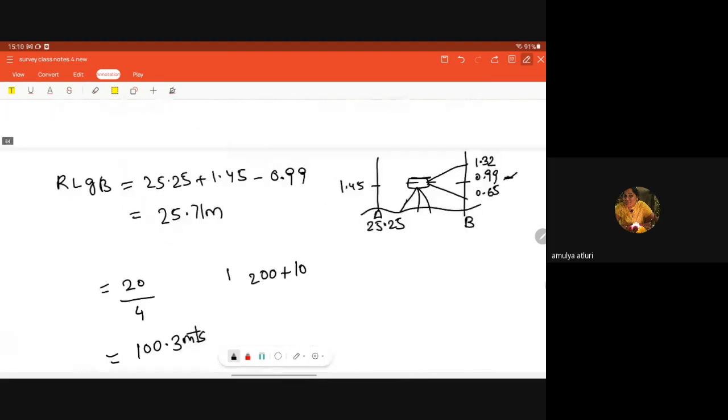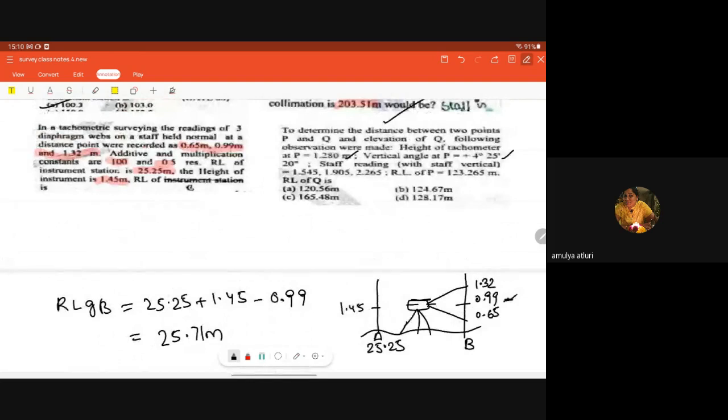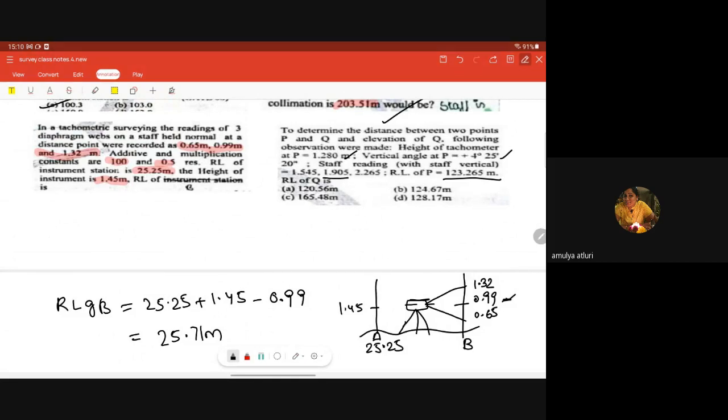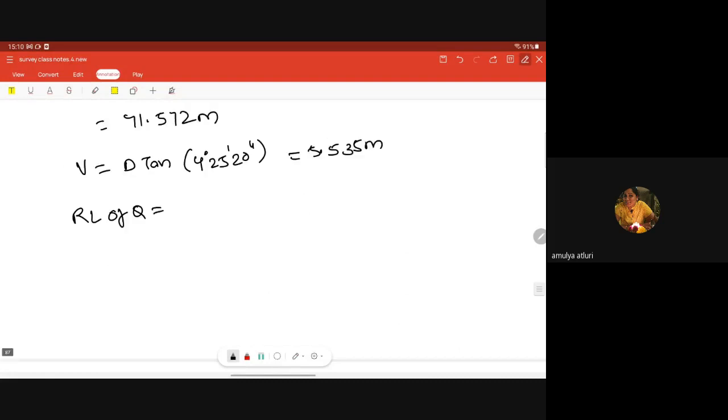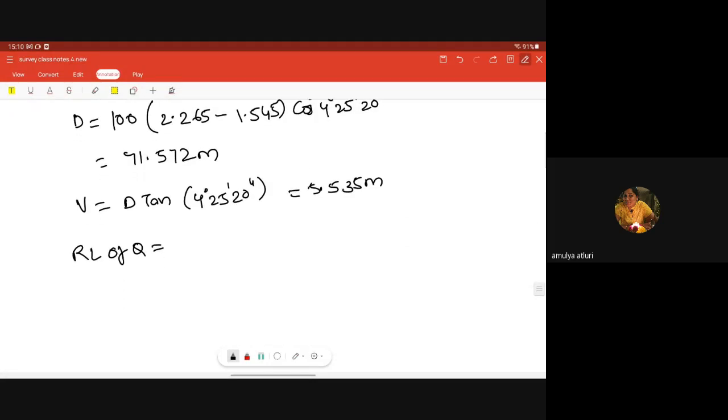So what is the RL at A first? Reduced level of P is 123.265, plus V we need to calculate, minus this distance. The horizontal distance is 1.905, right? And the height of the tachometer is given, so minus H and minus V, yes. So first, RL of Q is equal to RL at P, 123.265 plus height, it is given 1.28, plus V, minus 1.905, right?